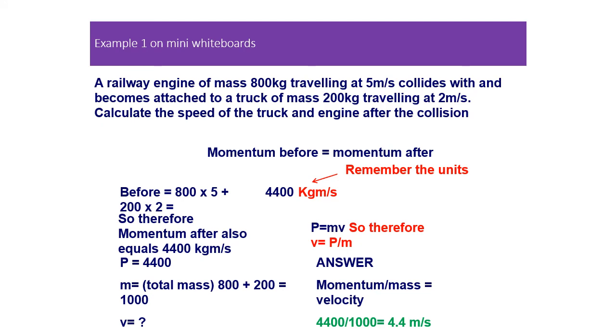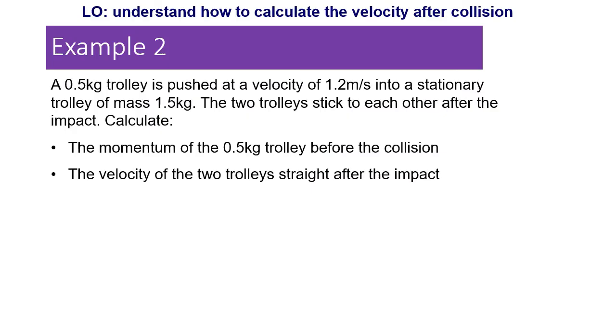Based on this information, you should now be able to calculate the second example, which is here. A 0.5 kilogram trolley is pushed at a velocity of 1.2 meters per second into a stationary trolley of mass 1.5 kilograms. The two trolleys stick to each other after the collision or impact. Calculate the momentum of the 0.5 kilogram trolley before the collision and the velocity of the two trolleys straight after the impact. You can pause this video first and then try. After 5 minutes, I will show you my answer.